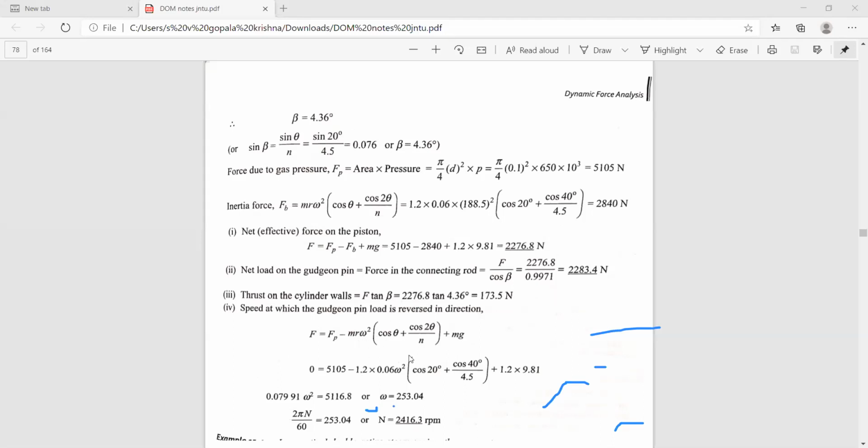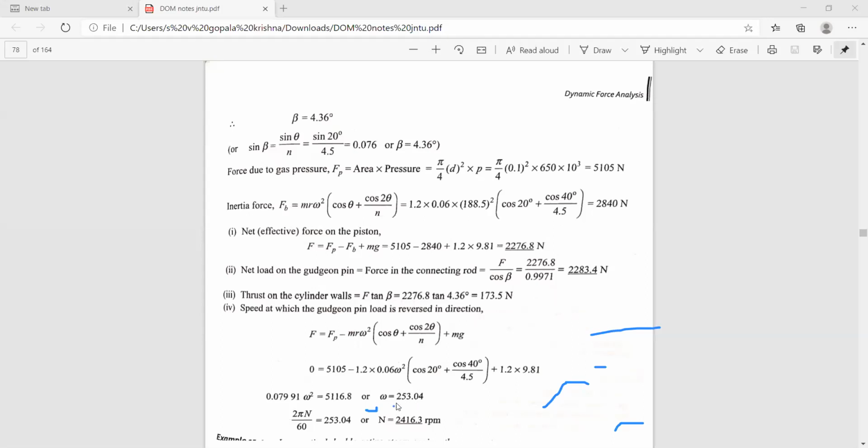In this, the unknown is omega. So that is 1.2 into 0.06 omega square into cos 20 plus cos 40 by 4.5, plus mg, 1.2 into 9.81. If you observe the equation, only one unknown is there, omega. So we calculate omega from the entire equation. Omega equals 253.04 radian per second.